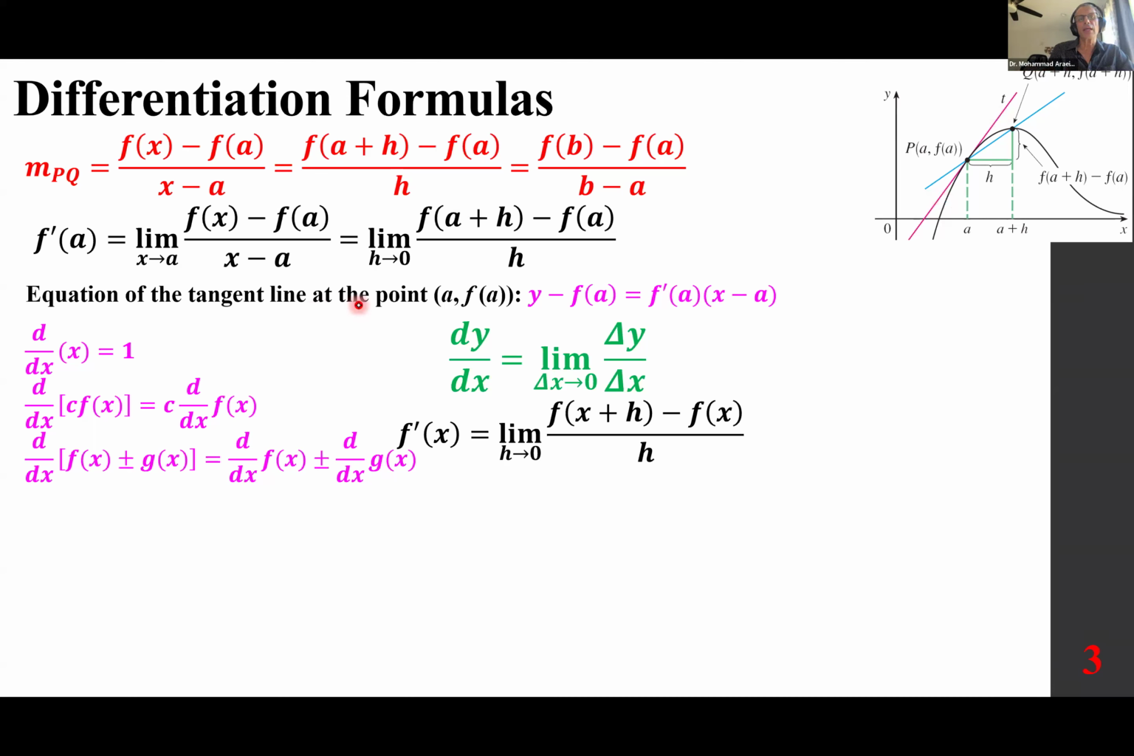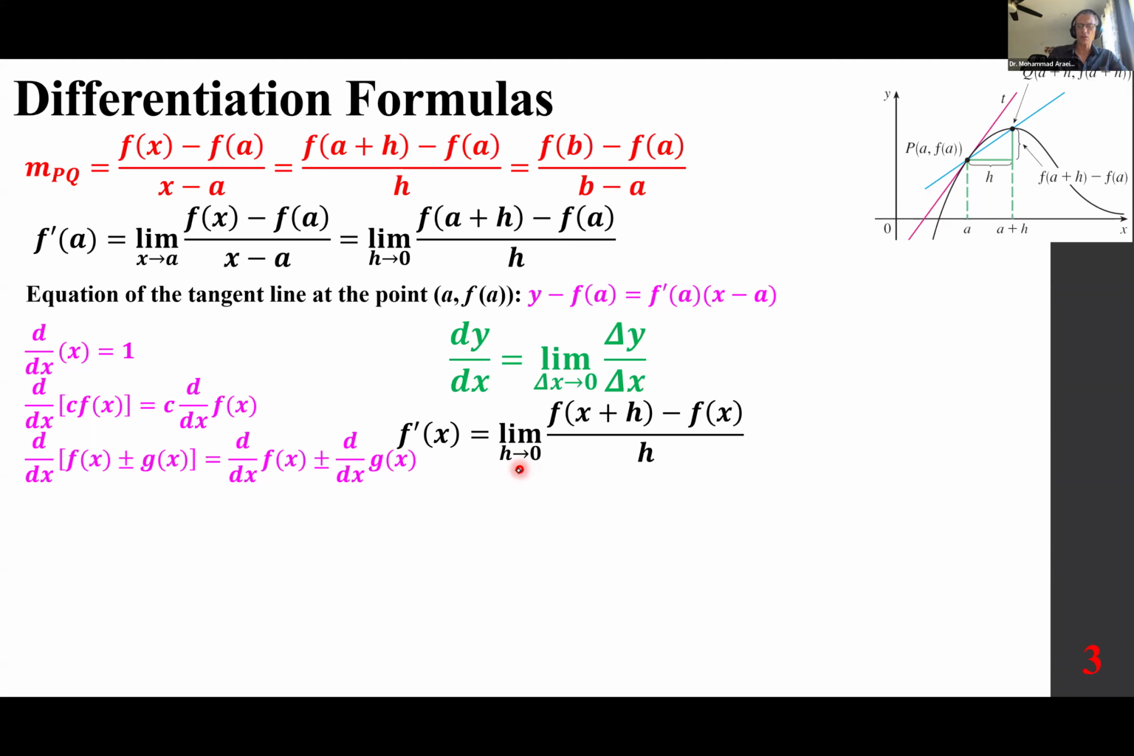Equation of a tangent line at this point would be y minus f of a is f prime of a times x minus a, or just use the point slope. So delta y delta x, average rate of change of y with respect to x. If we take a limit and we let delta x go to 0, we call it dy dx. In essence, f prime of x, the same thing, the limit of f of x plus h minus f of x over h as h approaches 0. So that's the definition we started.